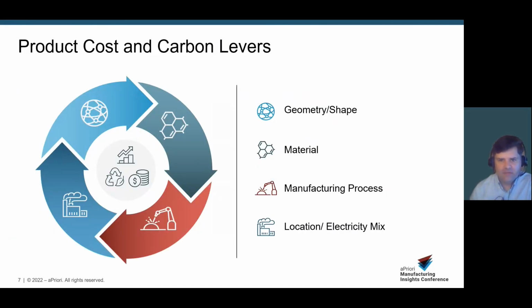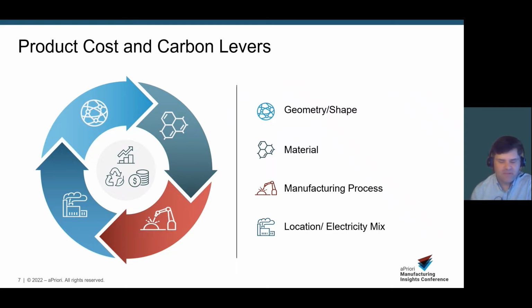When we look at cost and carbon through our platform, we see that there's really four main levers that we can pull. One is shape and geometry. The second is material, followed by manufacturing process, and finally location and energy mix used to make these products.